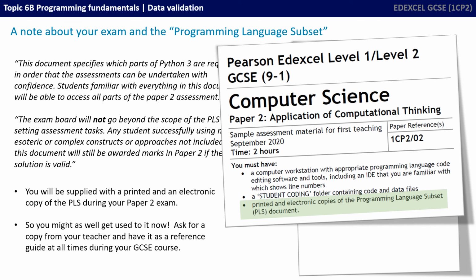Further to this, you will see here from the front of the exam paper that you are actually going to be supplied with a printed and an electronic copy of the PLS during your Paper 2 exam. Well, if this document outlines everything you need to know in order to program in Python during the exam, and you can be guaranteed that you can answer all the questions using all the techniques in this document for full marks, then you might as well get used to using it now. Ask for a copy from your teacher and have it as a reference guide at all times throughout your GCSE course. It will be invaluable.